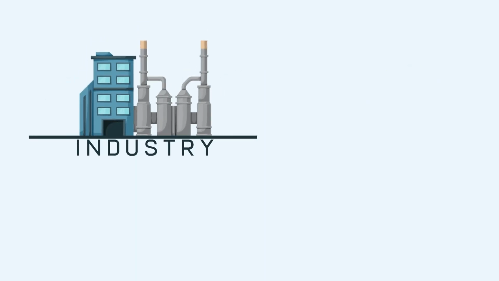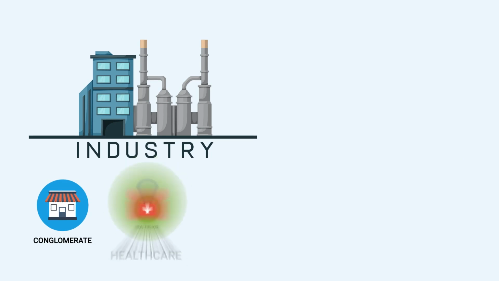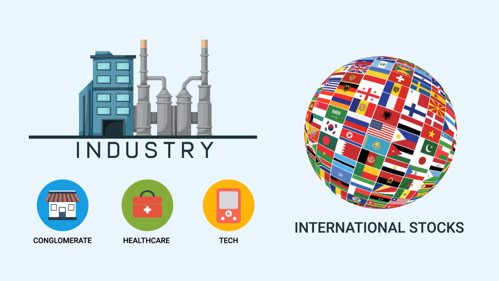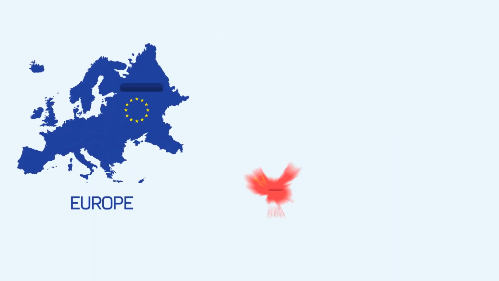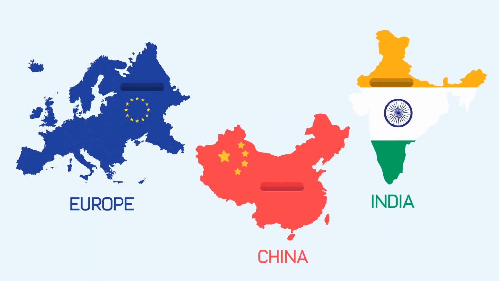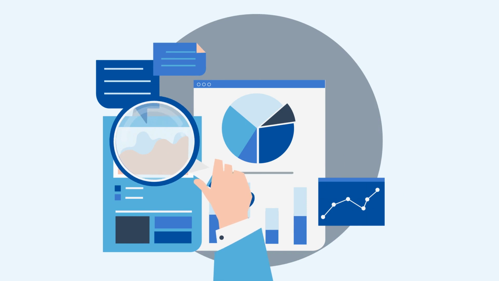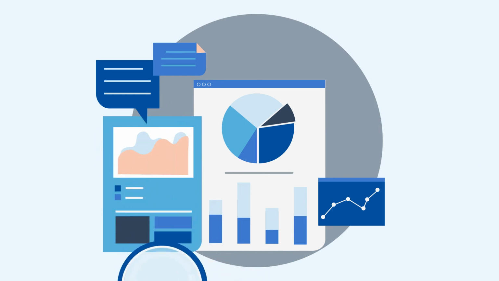You can even spread out your stocks by industry, e.g. conglomerate, healthcare, tech, etc. You can also add some international stocks into the mix and even break those down by risk. For example, invest in Europe, China, India, emerging markets, etc. Do your research and find the best diversification plan for you. Stick with something simple. Don't overthink it.